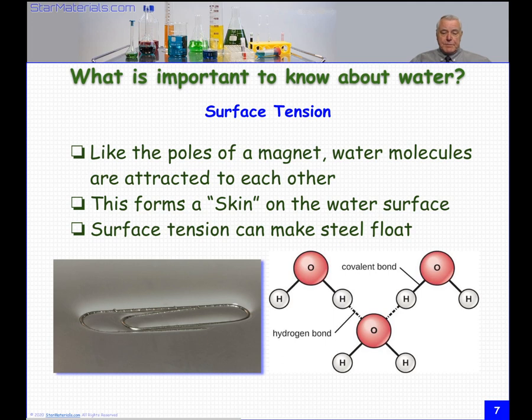That's a paper clip floating on top of water because of the top layer of molecules not having molecules above to hold on to. Surface tension.